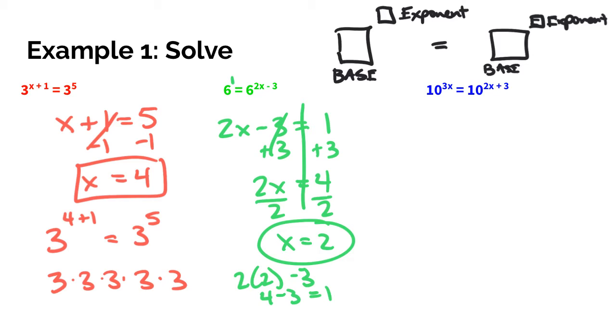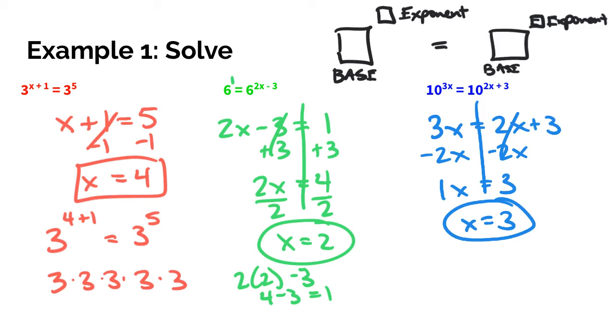All right, I want you to pause the video and try this next one. I got 10 to the 3x equals 10 to the 2x plus 3. Notice you have an x on both sides, but again, I want to know what value of x would I plug in to make both of those exponents equal to each other. So give this a shot, pause the video, go ahead.